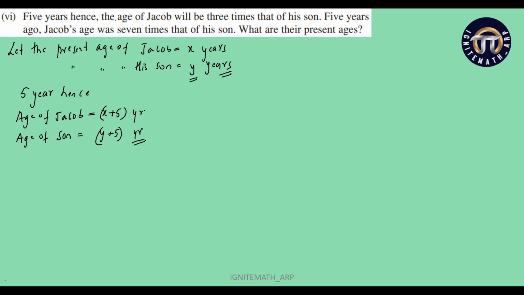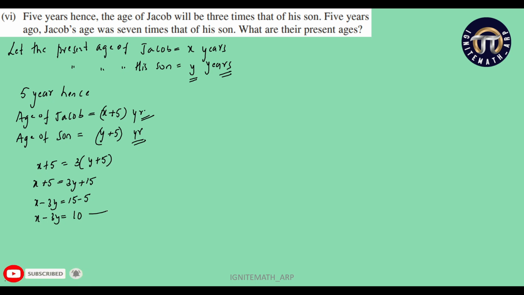Clear? Okay. 5 years hence, first case, the age of Jacob will be 3 times that of his son. Whatever is the age of Jacob after 5 years, that is going to be 3 times that of his son. So x plus 5 is equal to 3y plus 15. x minus 3y is equal to 15 minus 5. x minus 3y is equal to 10. That is the first equation. Okay, right. So see the second case now.